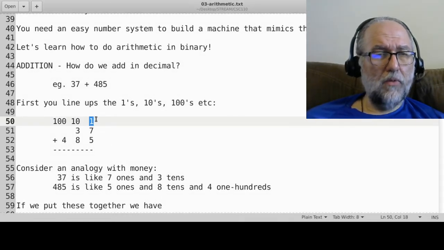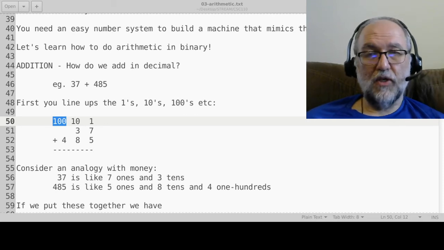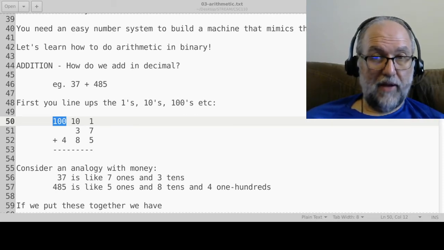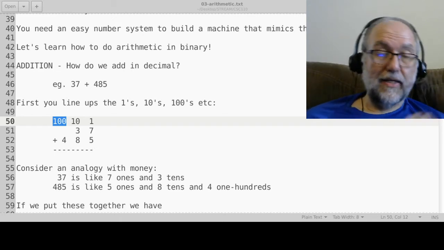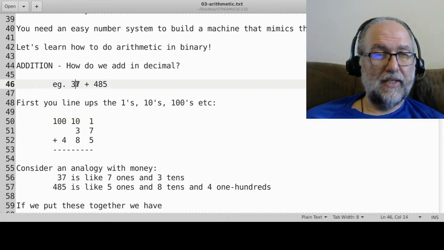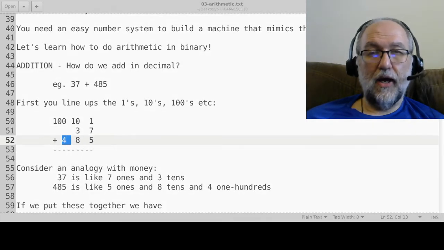The rightmost column here is the ones column. The next one to the left is the tens, and then the hundreds, and if there were more columns, 1,000, 10,000, and so on. Remember, this is decimal now, not binary, so they go up by factors of 10. The next column is 10 times the previous column. So you've got them lined up. In 37, the 7 is in the ones column, and in 485, the 5 is in the ones column. Then the 3 is in the tens, and the 8 is in the tens, and the 4 is all by itself in the hundreds column.